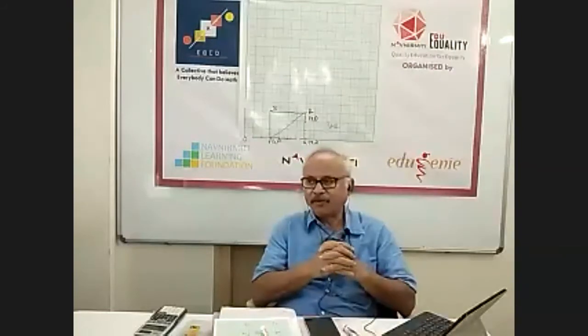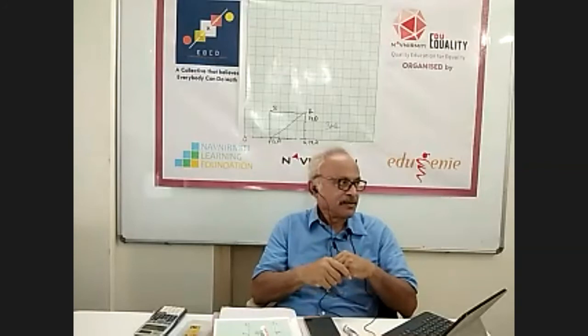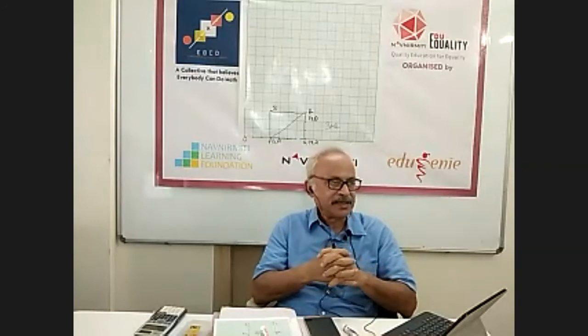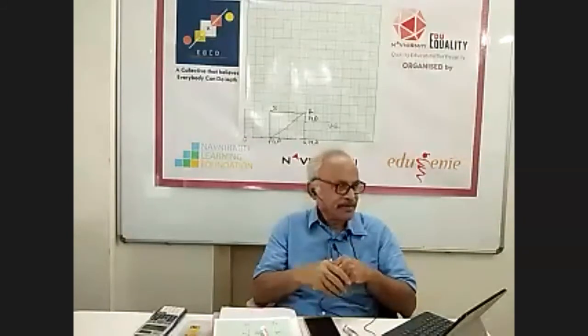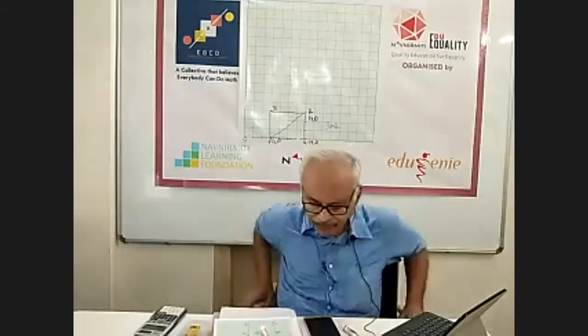So we have found the square root of 1521. The square root of 1521 is 39. 39 squared is 1521. Sir, I have a doubt.